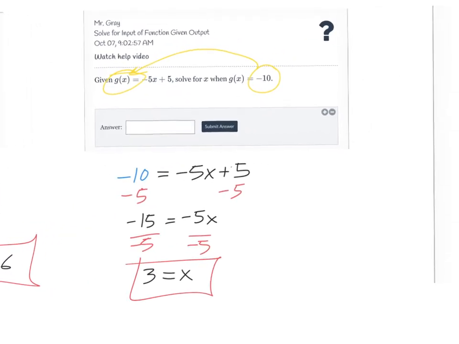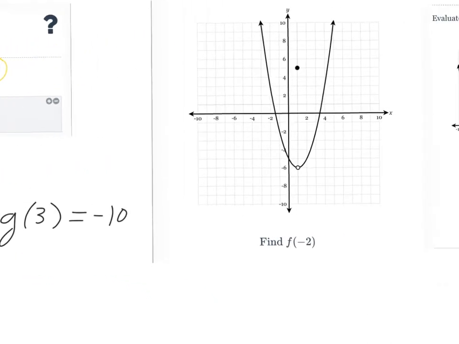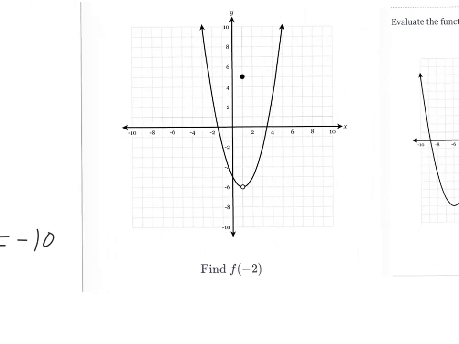Another way we could express this answer, since we're given that g of x equals negative 10 to start with, is like this, where we could say g of 3 equals negative 10. That gives us that input-output pair, where 3 is our x value, our input, negative 10 is our output. So that's another way to communicate that answer. All right, that's a good little review there. Let's take a look at some piecewise functions, and we'll look at them on graphs to start out.